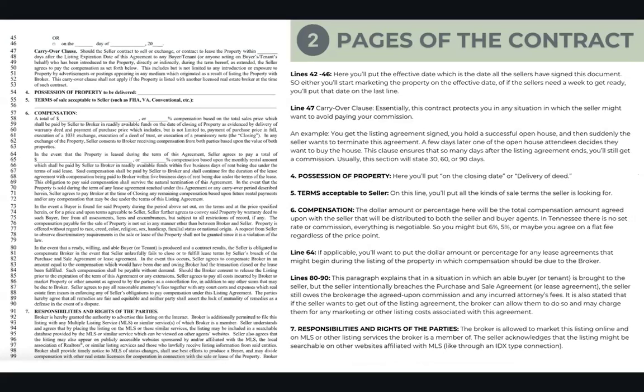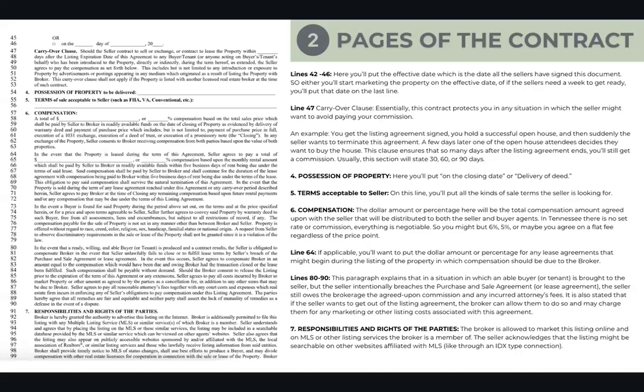Line 47 is the carryover clause. Essentially, this contract protects you in any situation in which the seller might want to avoid paying your commission. So an example would be you get the listing agreement signed, you hold a successful open house, and then suddenly the seller wants to terminate this agreement. A few days later, one of the open house attendees decides they want to buy the house. So this clause ensures that so many days after the listing agreement ends, you'll still get a commission. Usually this section will state 30, 60, or 90 days.